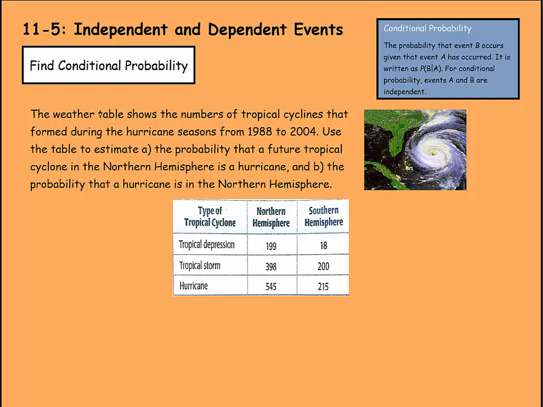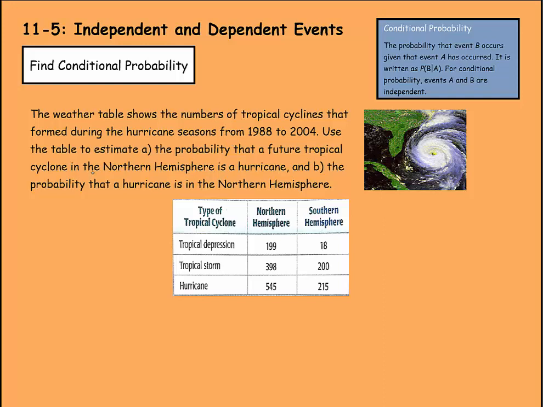It says the weather table shows the number of tropical cyclones that formed during the hurricane seasons from 1988 to 2004. Use the table to estimate A, the probability that a future tropical cyclone in the northern hemisphere is a hurricane, and B, the probability that a hurricane is in the northern hemisphere. So let's find the first and second event for this first problem.